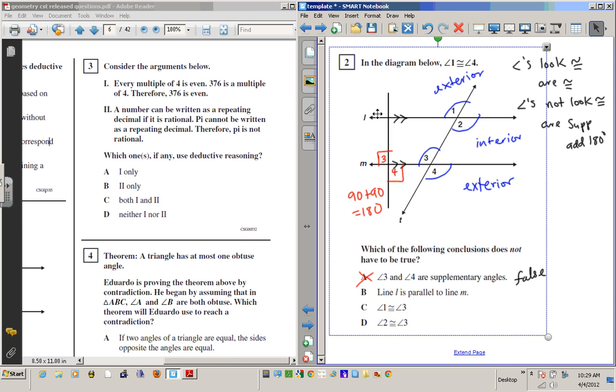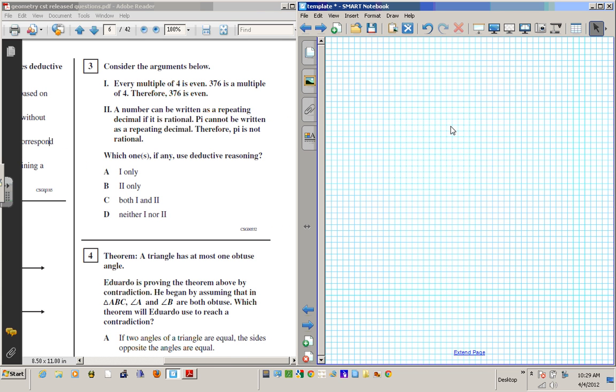It says, consider the arguments below. If every multiple of 4 is even, and 376 is a multiple of 4, therefore 376 is even. And then secondly, a number can be written as a repeating decimal if it is rational. Pi cannot be written as a repeating decimal, therefore it is not rational. It says which, if any, of these use deductive reasoning.